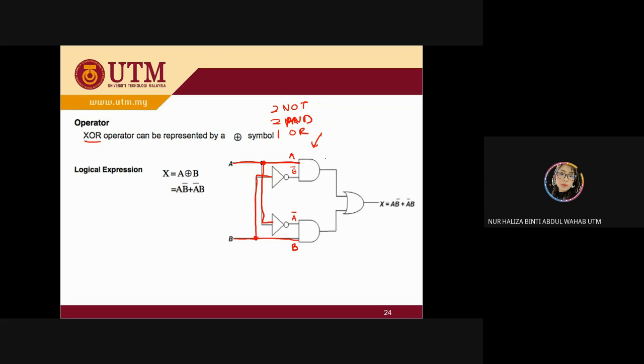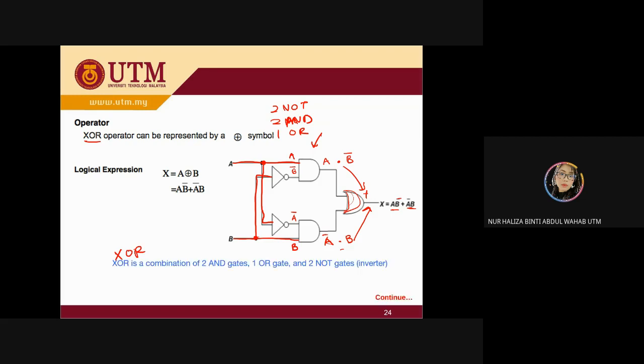For the AND gate, what we will do is dot, which is multiply, A B bar. And here, A bar dot B. So for the OR gate, we will add these here. That's why you will get A B bar plus A bar B for your XOR.